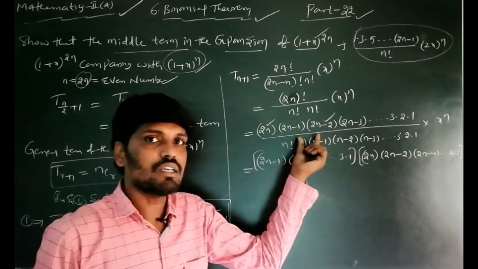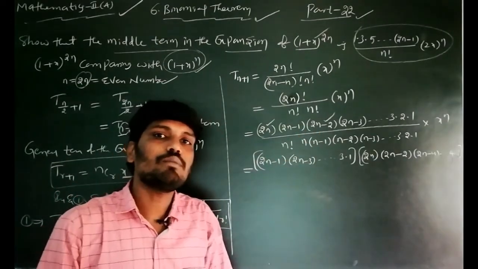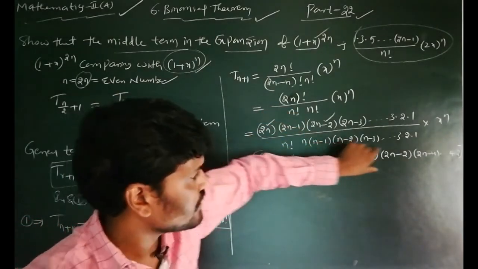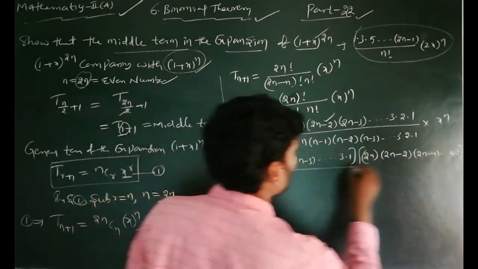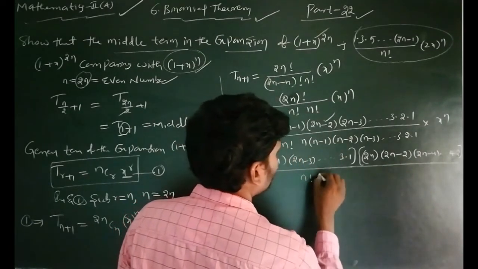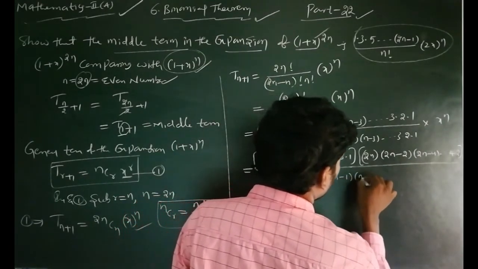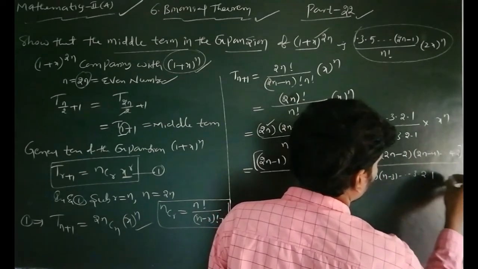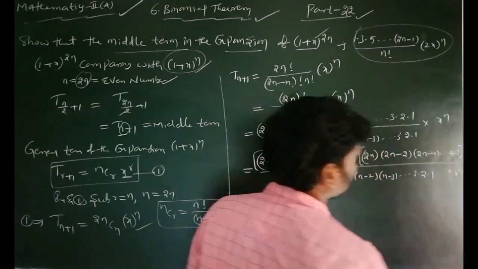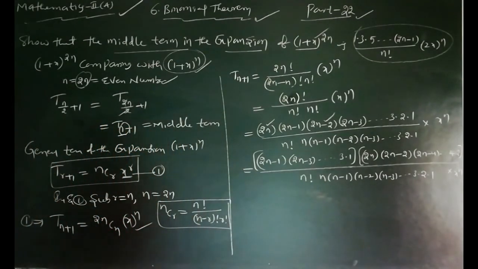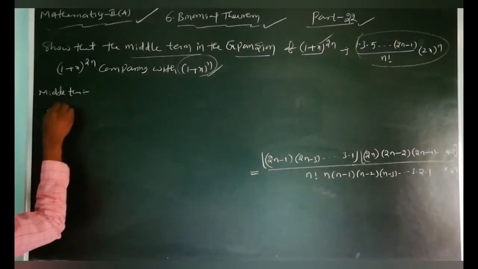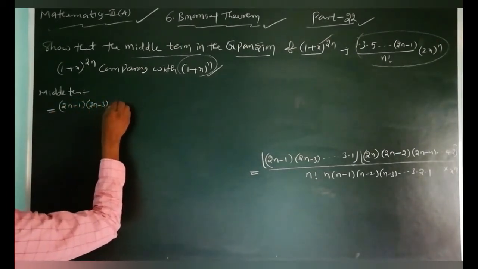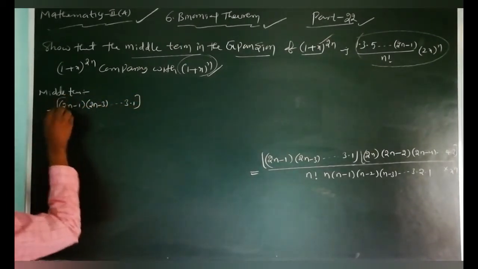Here in this expansion, a combination product of the odd terms and even terms is there. These are the odd terms product, these are the even terms product, all by n factorial into n minus 1 into n minus 2 into n minus 3 and so on 3 into 2 into 1 into x power n. So the middle term is equal to 2n minus 1 into 2n minus 3 and so on 3 into 1. This is similar.